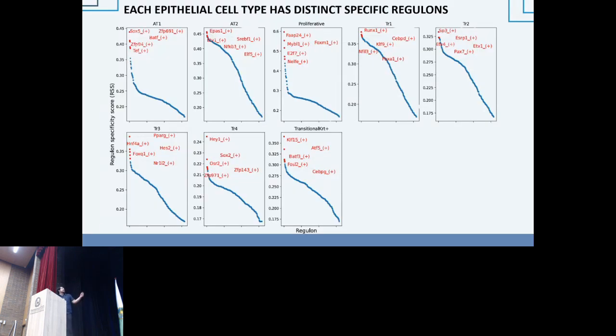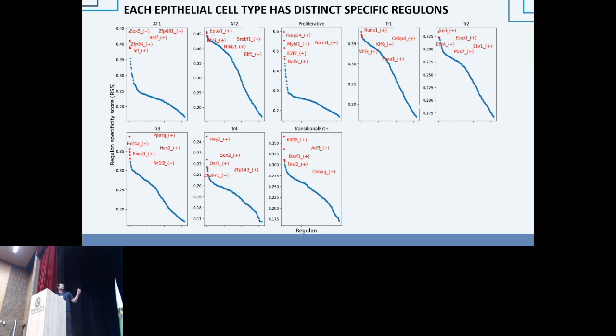When we get these regulons, we wanted to know which are the specific regulons for each cell type. We use the regulon specificity score, which is a matrix based on the Jaccard index that tells us how specific a regulon is for each of these cell types. This regulon specificity score ranges from 0 to 1, where 0 means that the regulon is shared between all the clusters, and 1 means that the regulon is completely specific for one cluster.